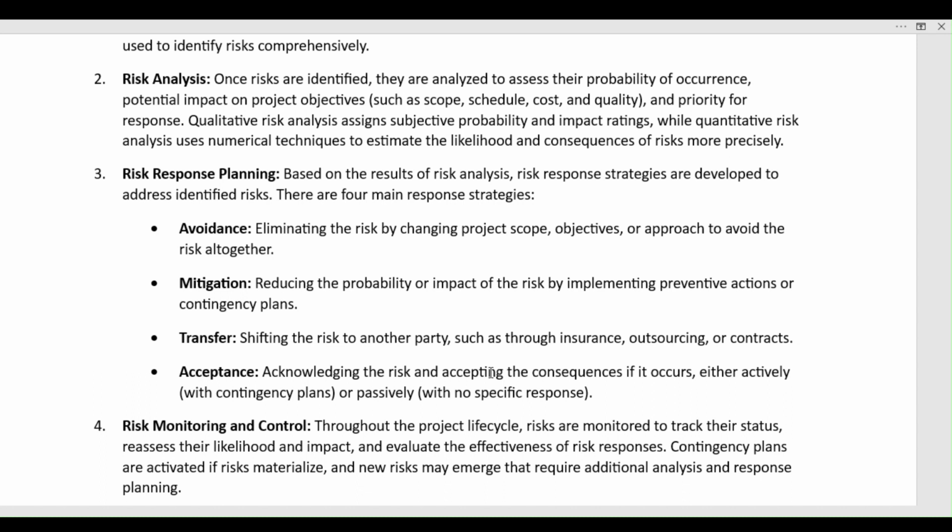Next is acceptance. Acknowledging the risk and accepting the consequences if it occurs, either actively or passively.